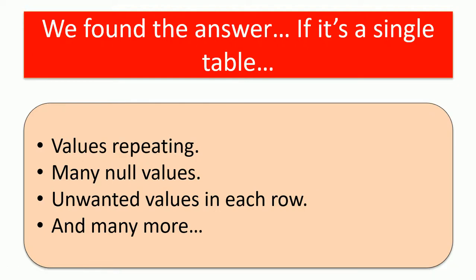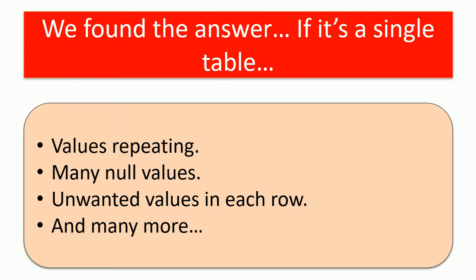So far we have discussed and found the answer of why it must be multiple tables and why it should not be a single table. Because if it is a single table that contains all categories of data together, we will find values repeating, then many null values and unwanted values in each row. For example, we have shown that address data is also present in a row where only student attendance percentage or student subject or student marks is needed. So these are very simple explanations where we can find a single table inefficient. So this is the reason we go for multiple tables.